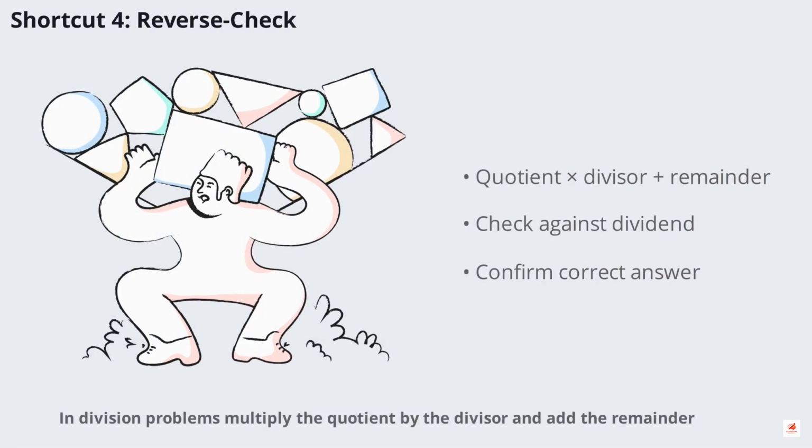In division problems, multiply the quotient by the divisor and add the remainder. If the result doesn't equal the dividend shown, the option is wrong. This reverse check method is a reliable way to confirm your answer.